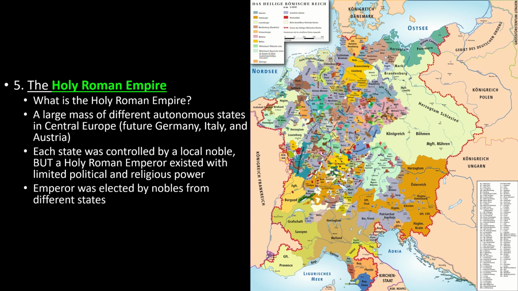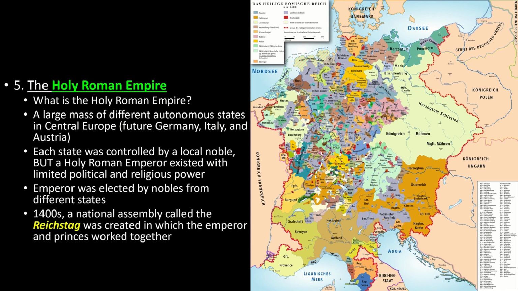All right, now, the emperor was elected by nobles from different states. So there was kind of a meeting of the different states, and they would hold this gathering, and they would say, hey, we're going to elect a new emperor. So once again, the emperor gets their power from the nobles electing them, right? And then, guys, in the 1400s, up in the northern parts, what we would call the German states, they created an assembly called the Reichstag, in which the emperor and the princes kind of worked together to solve the problems of the Holy Roman Empire. But here's the deal. Who controls who gets to be emperor? All the different nobles that get together and vote, right?